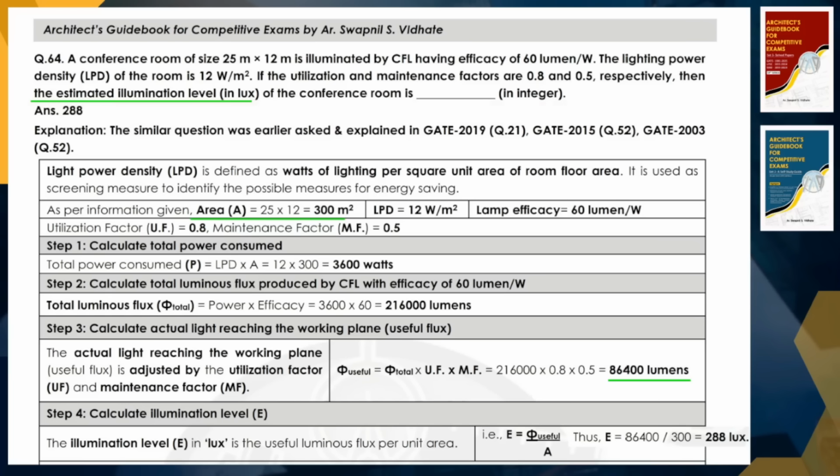So there is no range provided for this particular answer. The only correct answer as per the final answer key is 288. Bit lengthy, though the reference was readily available. In 4 steps you could have calculated the illumination level for that particular conference room.